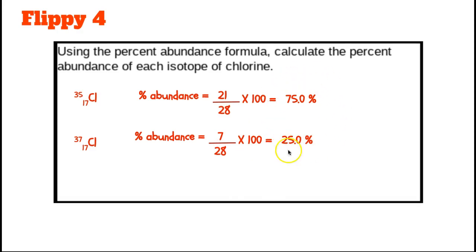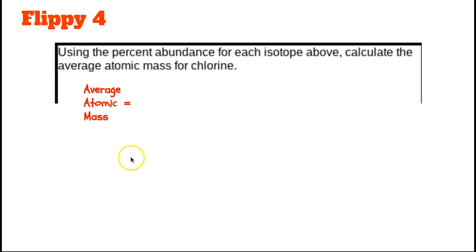We're going to use these percentages to figure out the average atomic mass for chlorine. To do that, for the average atomic mass, we take the mass of our first isotope, 35, times the percent that it existed, so 75%. We add to that 37 times 25%. So we've got the mass number of 35 times the percent that it exists, plus 37, our next isotope, times the percent that it exists.